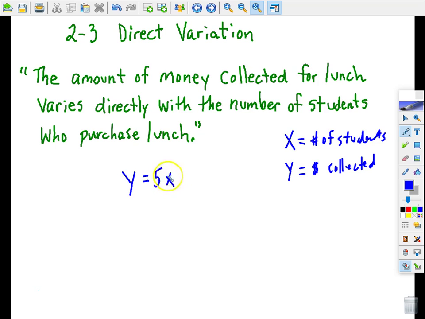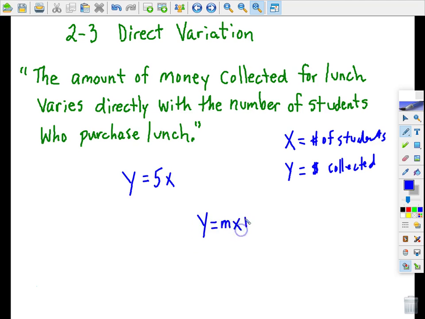If 200 people buy a lunch, then you're going to do 5 times 200, and that gives you the amount of money that's collected for that day for the people who bought a lunch. So this equation represents direct variation. I guess it's easy to recognize by what it does not show. And we talked about this in class a little bit.